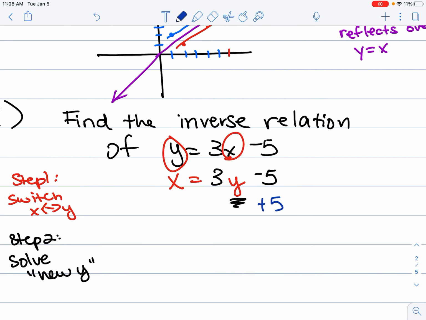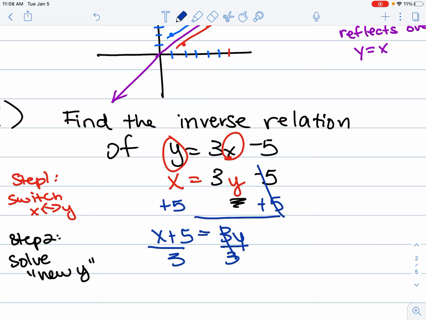So I'm just going to move some things over. So I'm going to add the 5 over to get it to go away. So we're left with 3y equals x plus 5. Divide both sides by 3. And I end up with the new y equals (x plus 5) over 3.